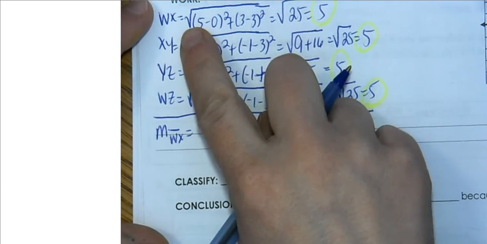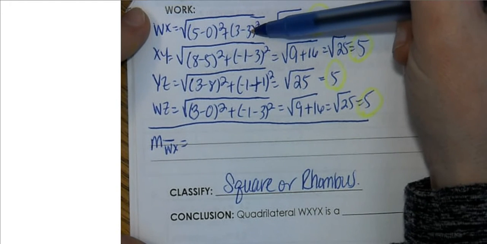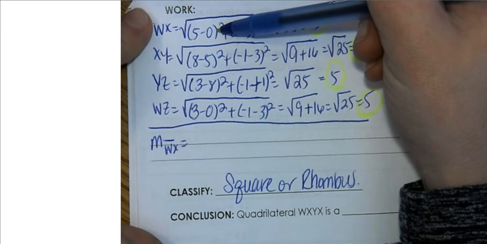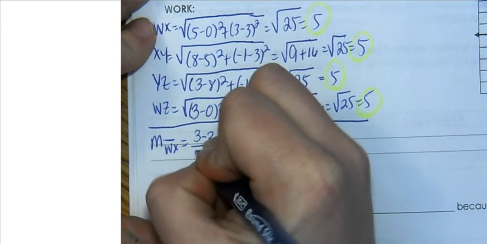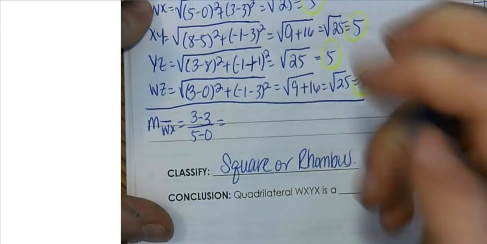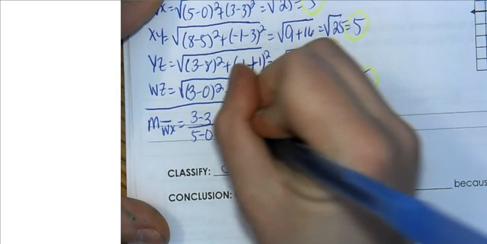So let's go ahead and find the slope of WX. So I'm starting at the very beginning again. And here's a little trick. Here's your y2 minus y1 and your x2 minus x1. You can go 3 minus 3 over 5 minus 0 instead of going back and analyzing the ordered pairs. For some people, it's a shortcut. But this is 0 over 5, which is 0.